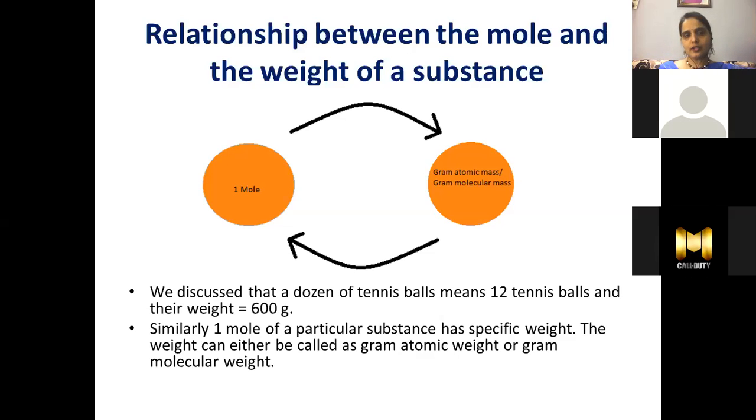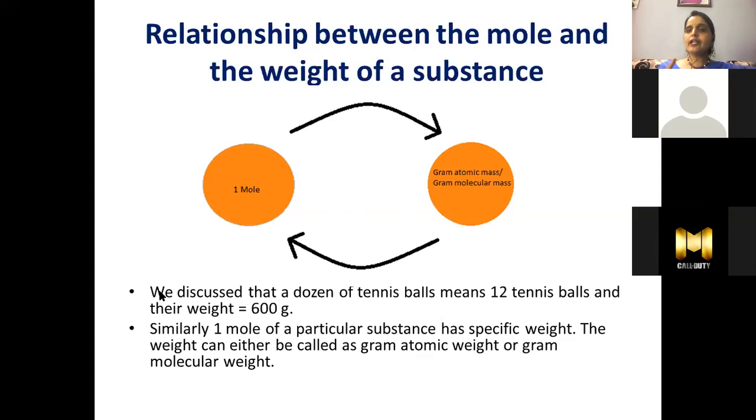So what is that logic? What is that weight? It's a typo from my side. Actually it is 1 mole, it corresponds to gram atomic weight or gram molecular weight. Chemists always use the word weight. So we discussed that a dozen of tennis balls means 12 tennis balls and their weight is 600 grams. So when we have 1 mole of a substance, definitely it will have some weight. What is that relationship?